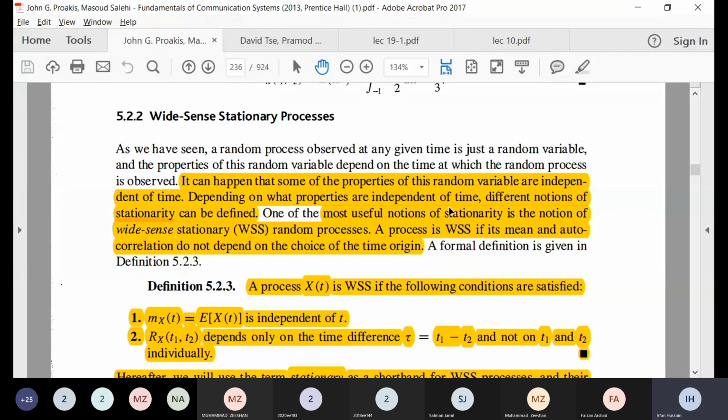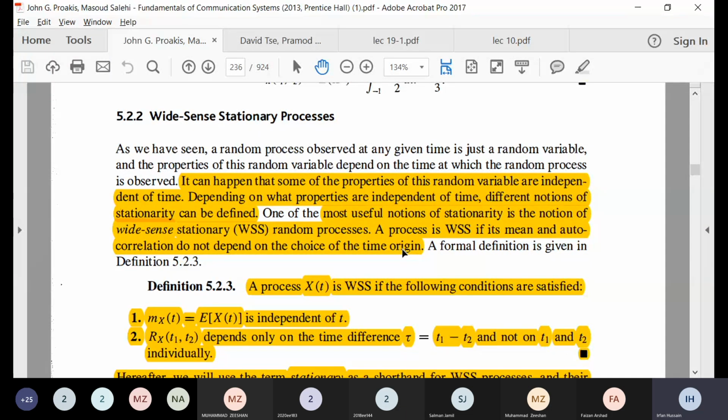In wide sense stationary, a random process is wide sense stationary if and only if its mean remains constant for all time. So if you find the mean at any time, it comes out to be the same value. It does not change with time. So this mean property remains independent of time. And the second property is that its autocorrelation does not depend on the choice of the time origin. The autocorrelation will just depend on the time difference.